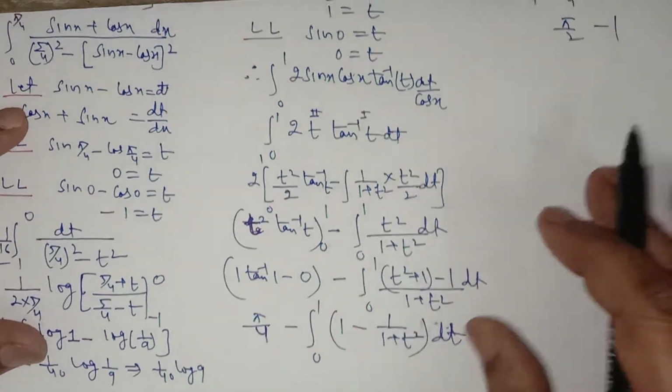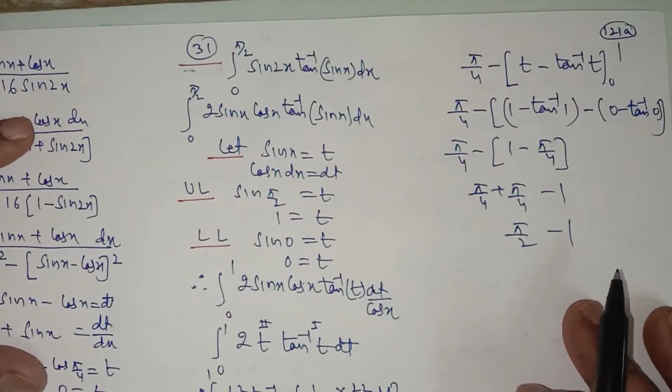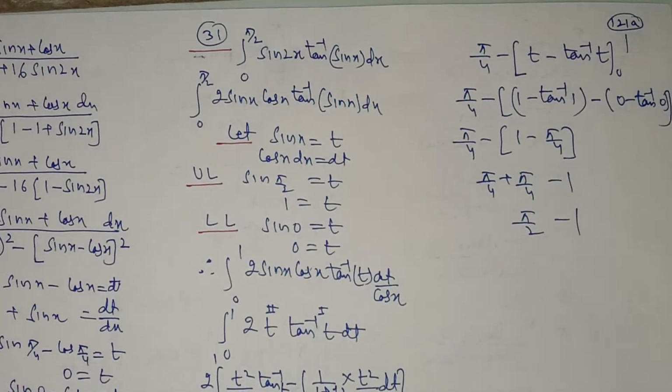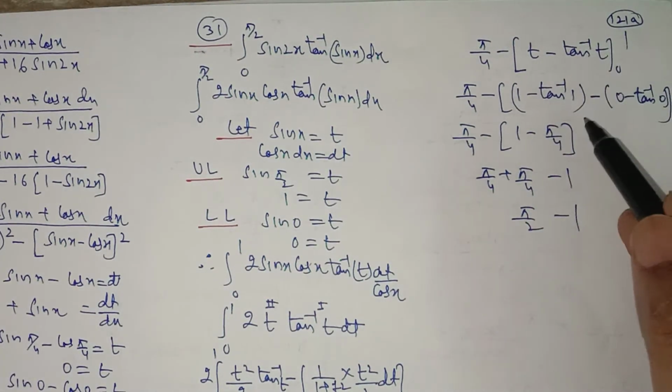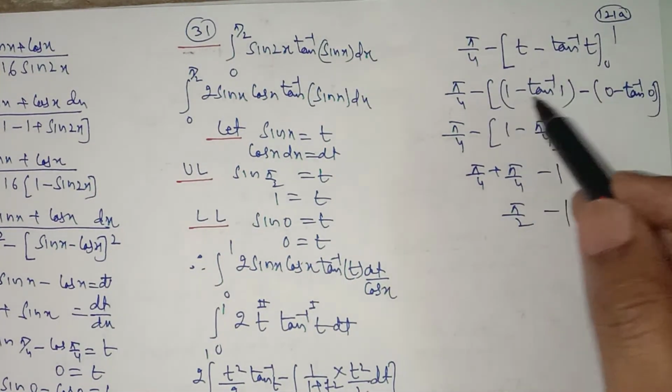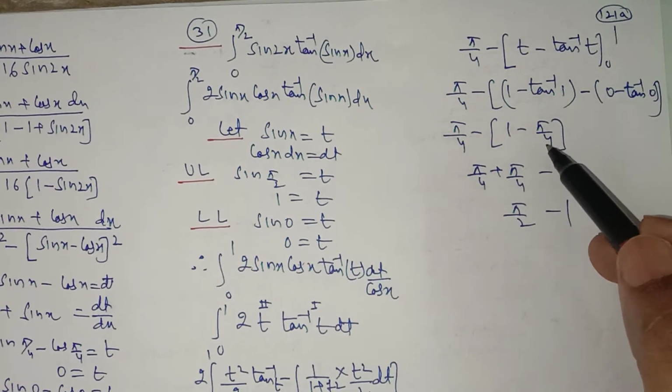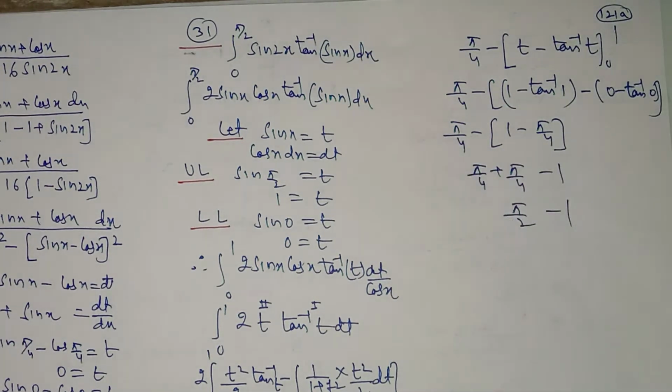So be very careful. This is the limit of this integral, upper limit minus lower limit. Take it equal to 1, 1 minus tan inverse 1 minus 0, tan inverse 0. It is 1 minus tan inverse 1, tan inverse 1 is pi by 4, pi by 4 plus pi by 4, it is pi by 2. So this is the question number 31.